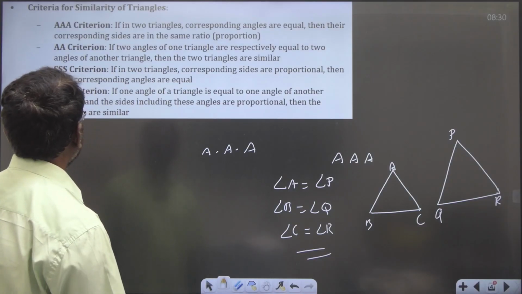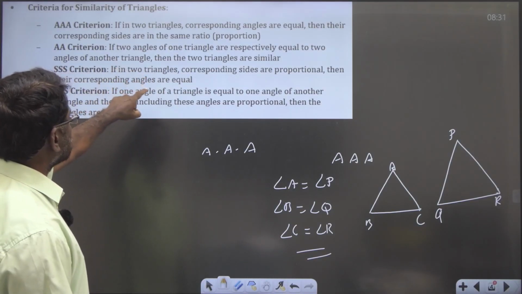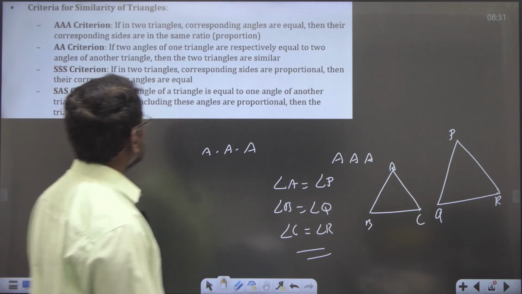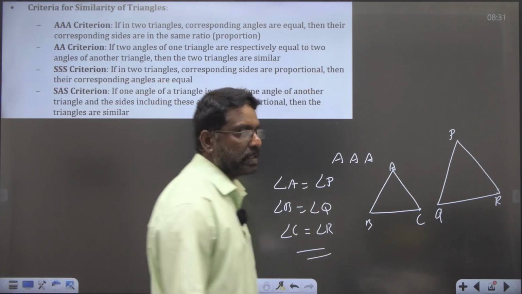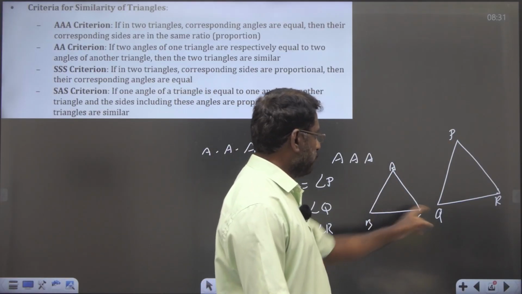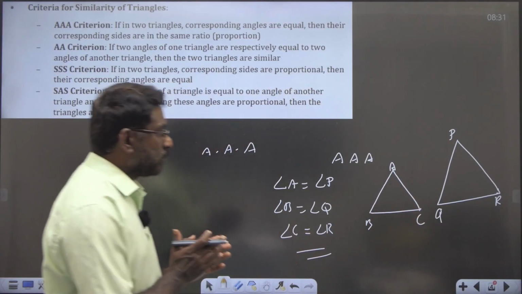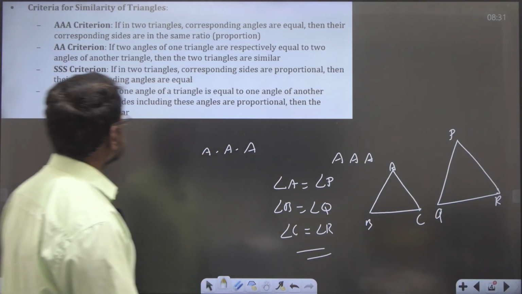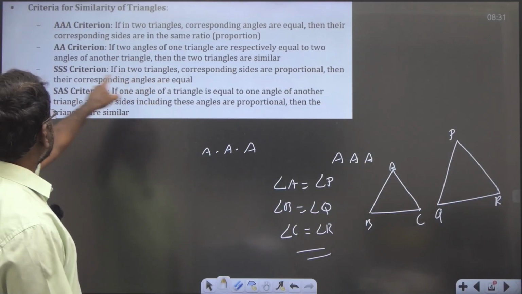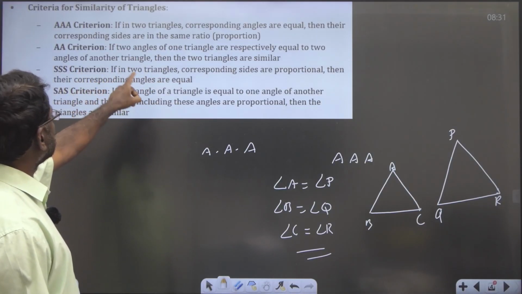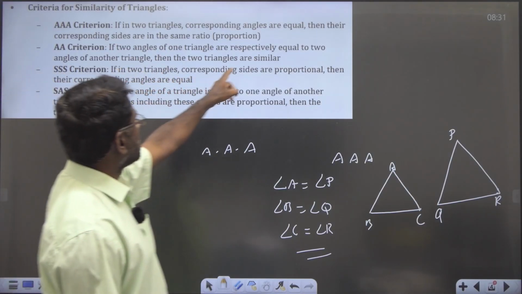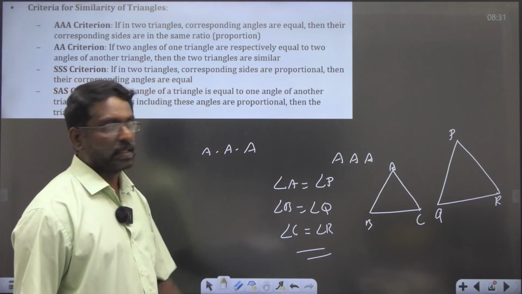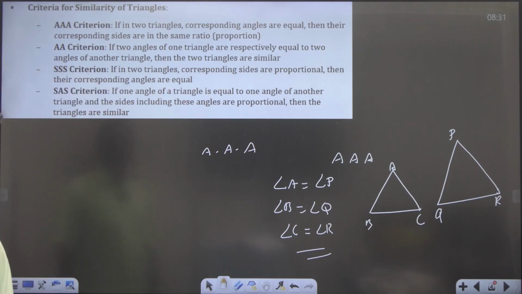Okay. The next is the AA criterion. Angle, angle. If two angles of one triangle are respectively equal to two angles of another triangle, then the two triangles are similar. For example, if A equal to P, B equal to Q, then automatically the third angle will be equal. It is called the AA criterion.